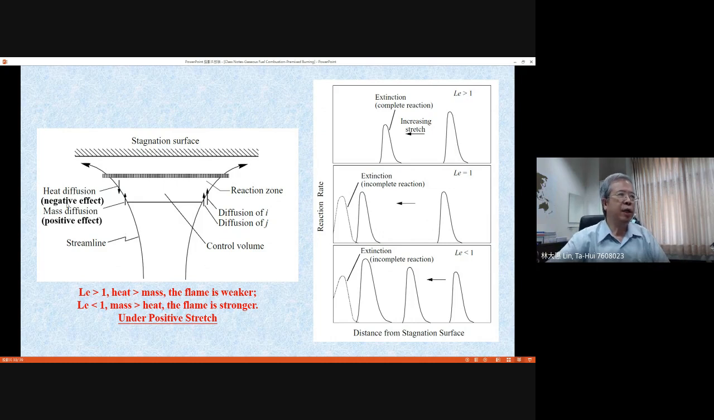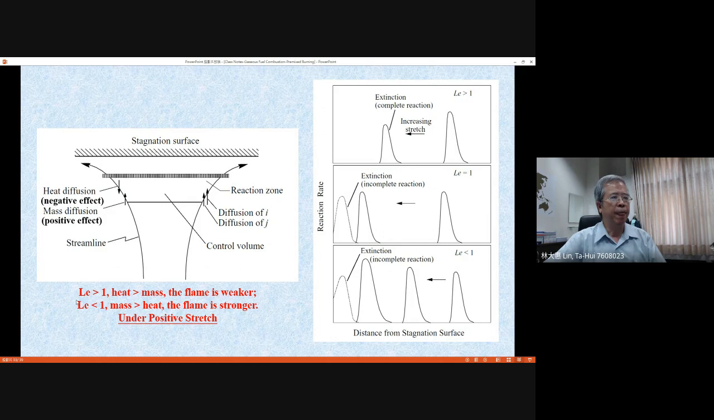Okay. Now, when you look at this kind of mechanism, you figure out that in the stagnation point flow, if you have a premixed flame here, this flame will be affected by heat diffusion, right? Heat diffusion gives you a negative effect, but mass diffusion will give you a positive effect. Now think about bringing these two effects together, one negative and the other positive, and we compare them, putting the Lewis number as an indicator. Now we try to identify the influence coming from this imbalance of heat diffusion and mass diffusion.